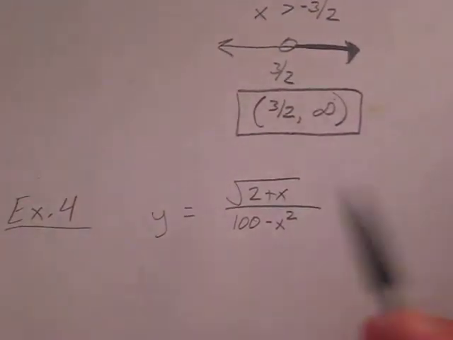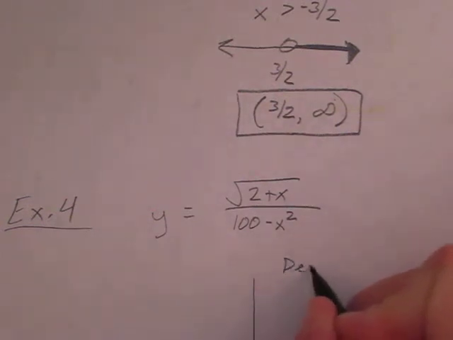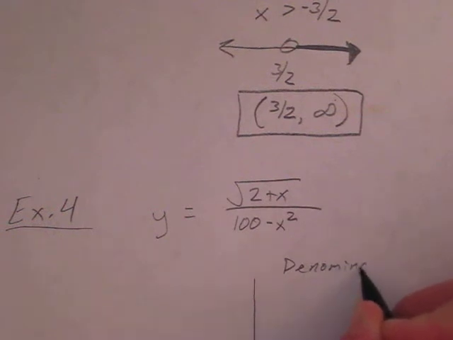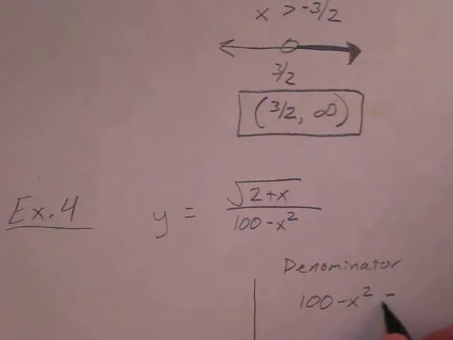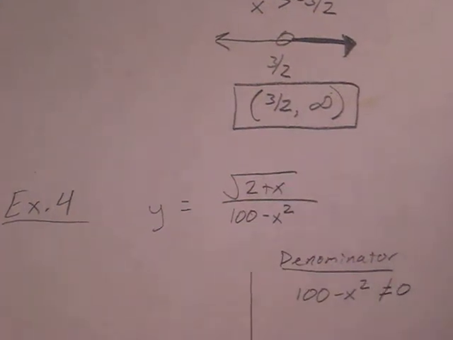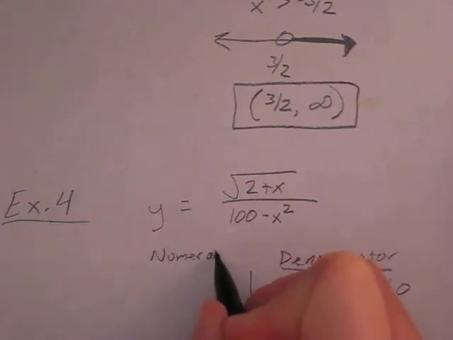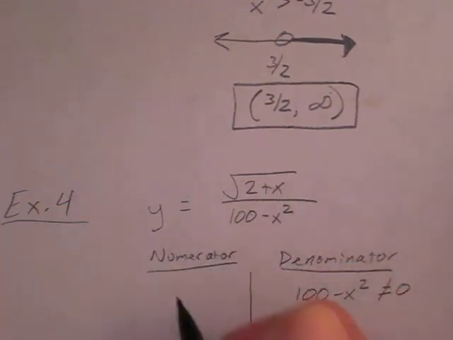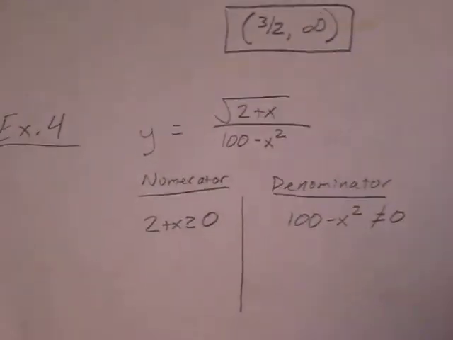Okay, but in this spot, we have a denominator, and we know for sure that with the denominator, it cannot equal 0. And since this does not have a radical associated with it, we're not going to say greater than or equal to. We're just going to say it cannot equal 0. Now for the numerator, that is the part of this problem that has to be greater than or equal to 0 because that's what's inside the radical. So I have 2 plus x has to be greater than or equal to 0 for the numerator.